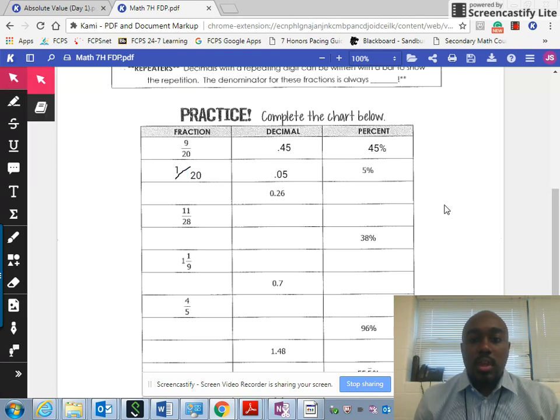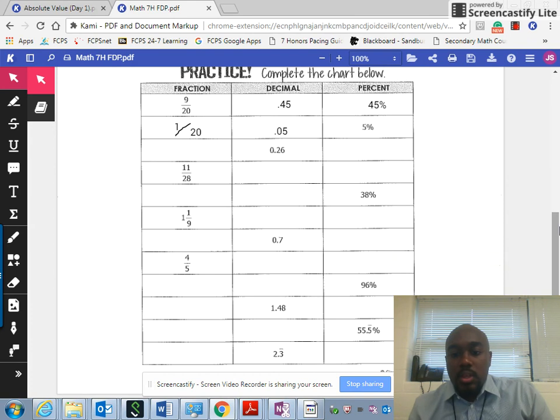Okay. So once again, I want you to go ahead and complete this chart, and I will post the answers in class tomorrow.